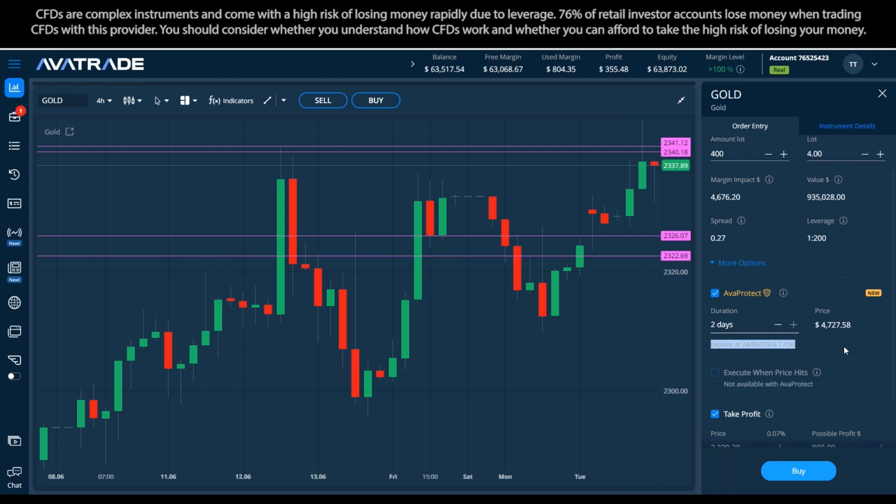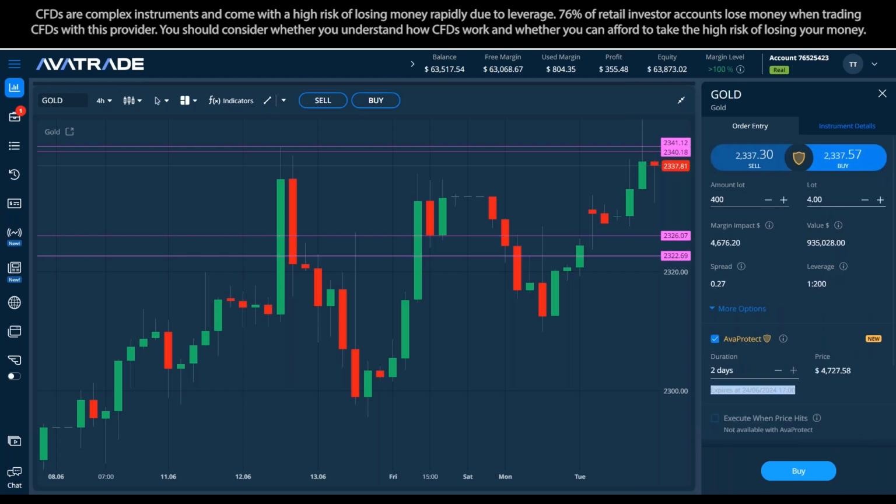How much do I want to pay for the protection all the way to Monday? I probably wouldn't want to pay $4,000. That's over 5-6% of my balance. So you adjust the trade size to be the amount that you're willing to risk on a trade. So if I do half a lot, I'm paying less than 600. That's less than 1% of my balance, less than 600 for the protection. And that's for 50 ounces of gold.